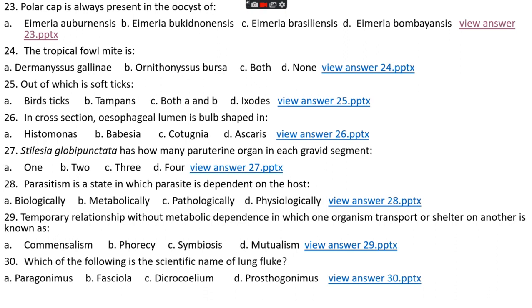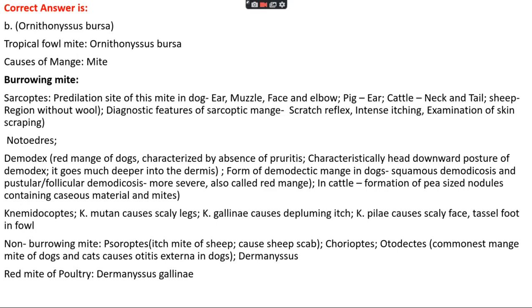Okay, question number 24. The tropical fowl mite is: option A, Dermanyssus gallinae, option B, Ornithonyssus bursa, option C, both, option D, none. The right answer is option B, that is Ornithonyssus bursa. The tropical fowl mite is Ornithonyssus bursa, which causes mange.